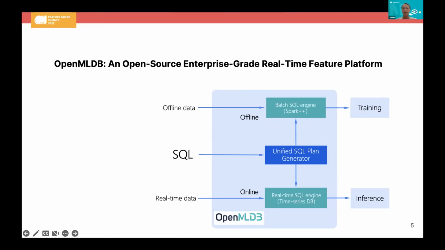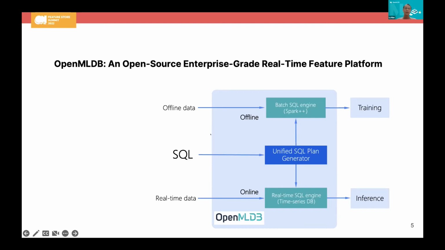And the other is the real-time SQL engine. This is really the key to deliver the high performance. We built this real-time SQL engine from scratch. We really thought about performance optimization, focusing on time series data, and also optimized for the feature engineering workload. Based on this real-time SQL engine, we can deliver millisecond latency. And between them, another very important thing is we have a unified SQL plan generator. This plan generator is the key to ensure the consistency between these 2 engines.